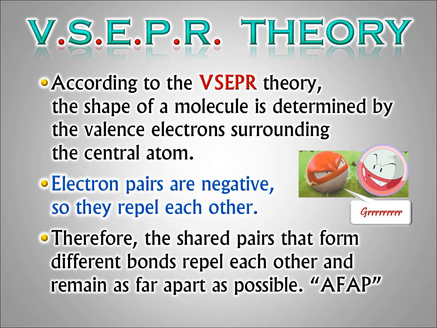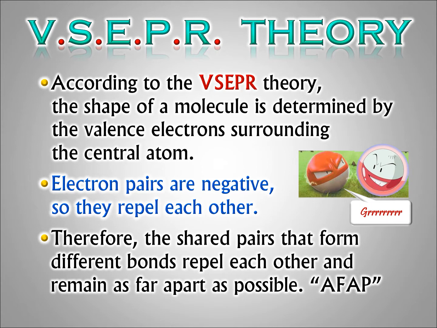So according to VSEPR theory, the shape of a molecule is determined by the valence electrons surrounding the central atom. Now, a lot of times there is a central atom in a molecule. Sometimes this can be hard to determine, but usually there's one in the middle and the others surrounding it. It gets a little trickier when the molecule keeps on going, if it's what we call a chain molecule. But for now, and for high school chemistry, we often focus on the smaller everyday molecules, which of course are the most abundant, the most common molecules.